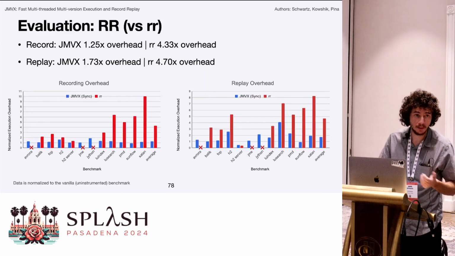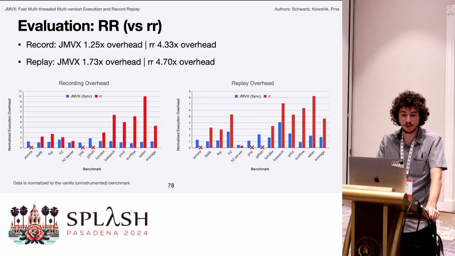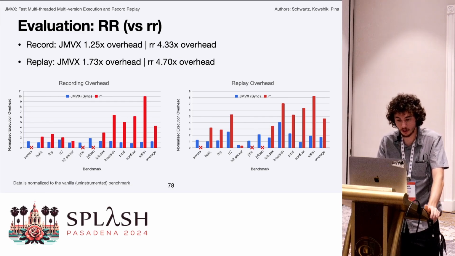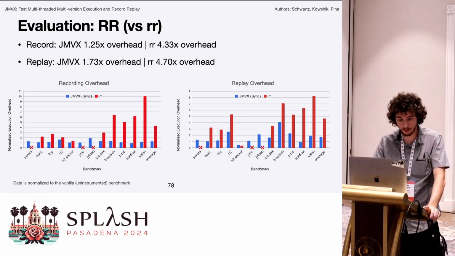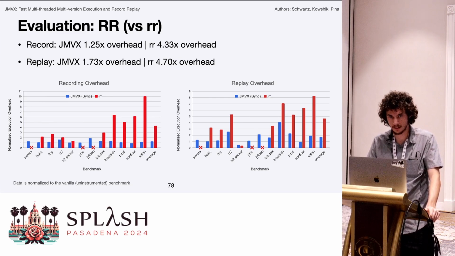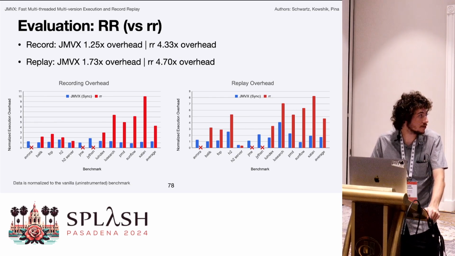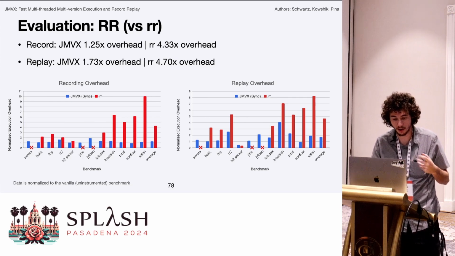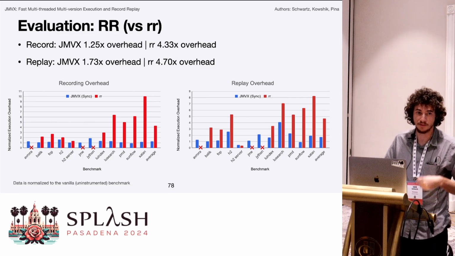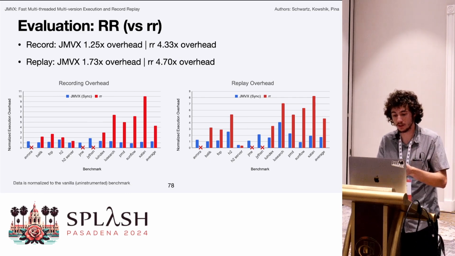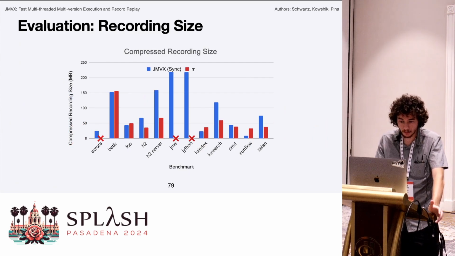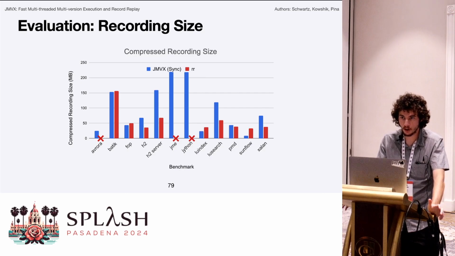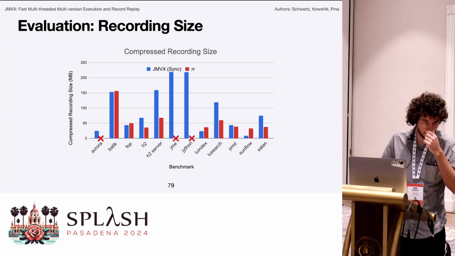For record replay, we have good results when we compare against RR. Namely, Jmvx has 1.25x overhead versus RR's 4.33x overhead, and 1.73x overhead for replay versus RR's 4.7x overhead. Something that we also like to point out here is RR fails for 3 of the benchmarks that we wanted to run: Avrora, JME, and Jython, and Jmvx was able to successfully record and replay those. In terms of recording size, we're, for most benchmarks, on par with RR. There's a couple where we have about twice the size, particularly with H2 and Lusearch.